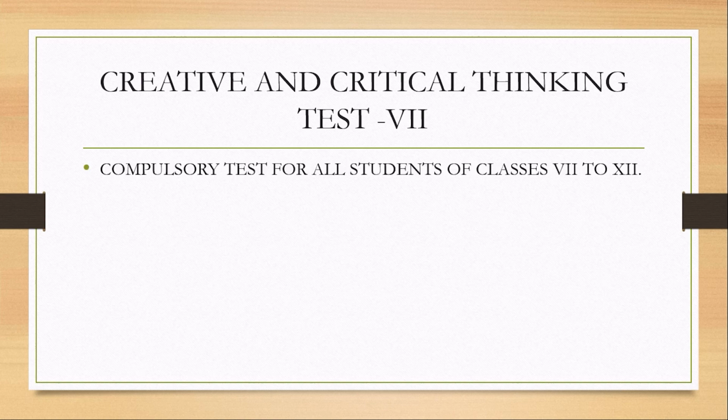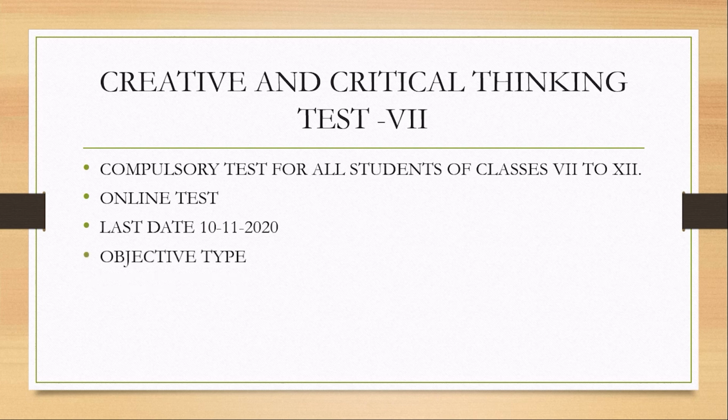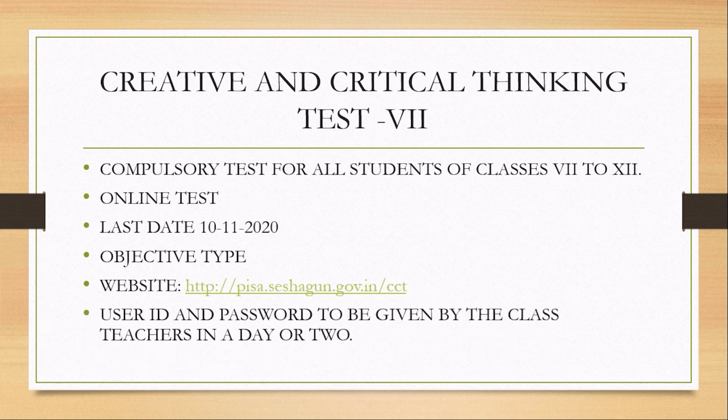So, what are the salient features? This test is compulsory for all the students from class 7th to 12th. It is an online test. Okay. Last date is 10 of this month. All the questions are objective type. You have to attempt it on the website pisa.sheshgun.gov.in/cct. The user ID and password will be given by your class teacher in 1 or 2 days.